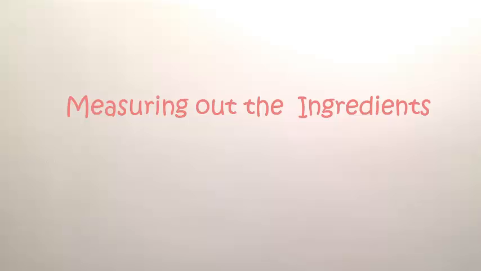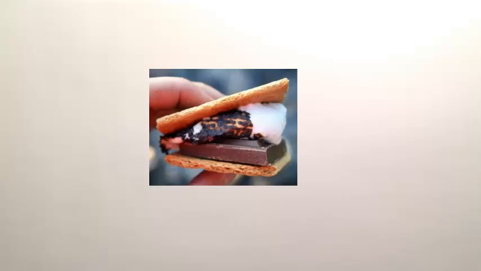Measuring out the ingredients. If you were a chemist, you would call this stoichiometry. In this presentation, I will consider a simple example to illustrate the key ideas of measuring out the ingredients that apply both on the beach and in the lab. We'll consider making of s'mores.